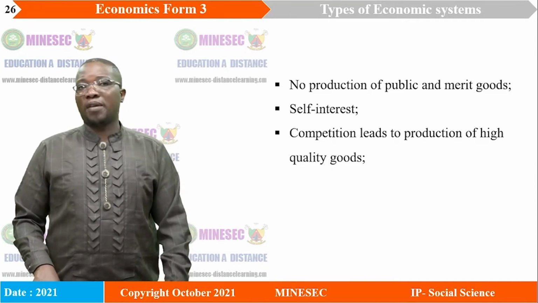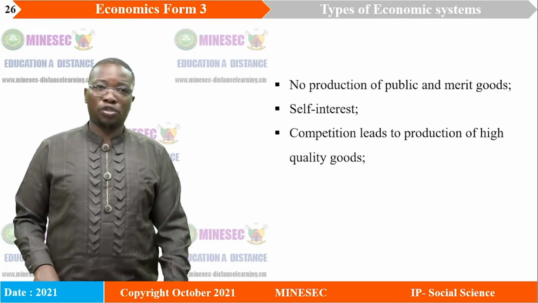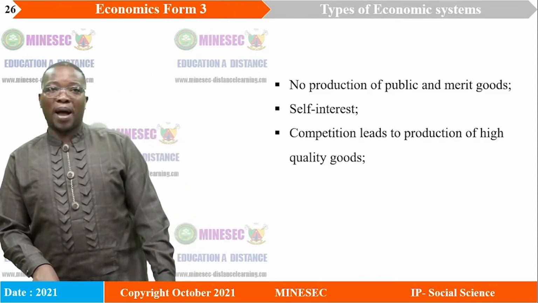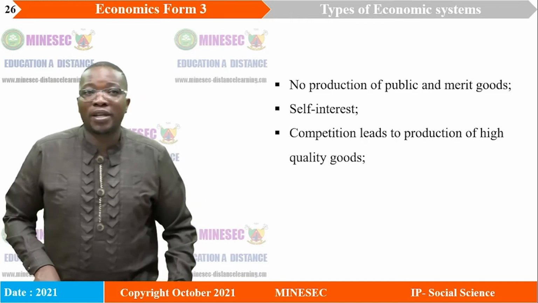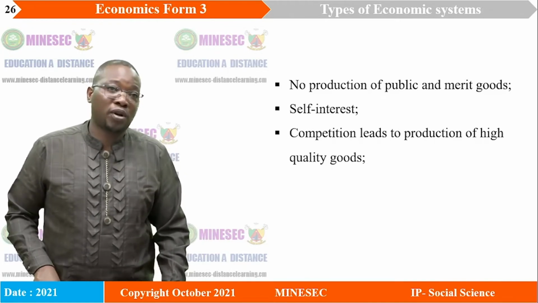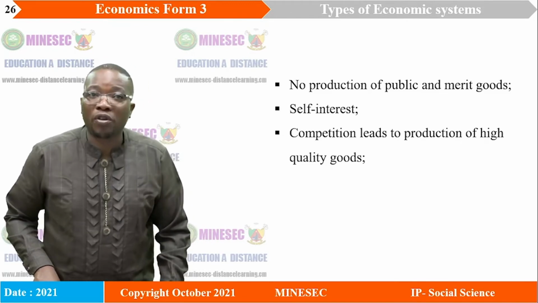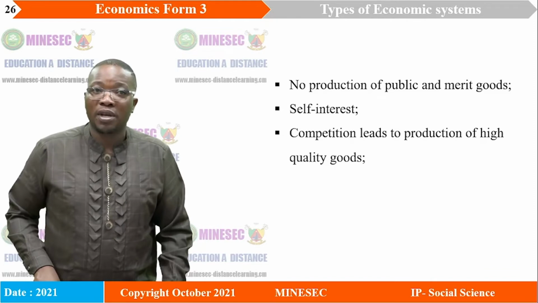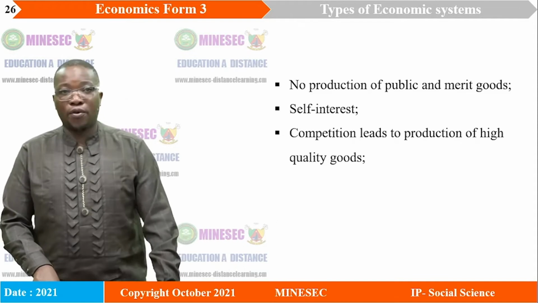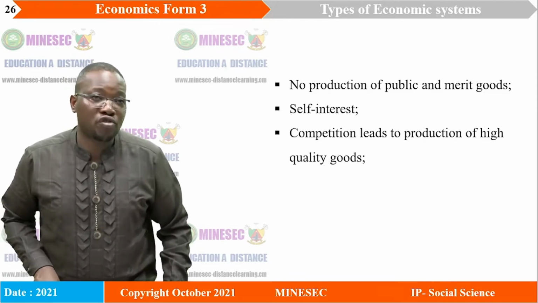Also, we will observe that there is no production of public and merit goods. Why is it so? Because people are there to maximize their interest. They are there for mostly self-interest. So in that case, they will have to make sure that they cover their cost in producing. So they will go in for less production of merit goods and even no production of public goods, since they have no ways, like in the case of a public good, to influence individuals to pay for the goods that are produced. We also have self-interest in this type of an economic system.